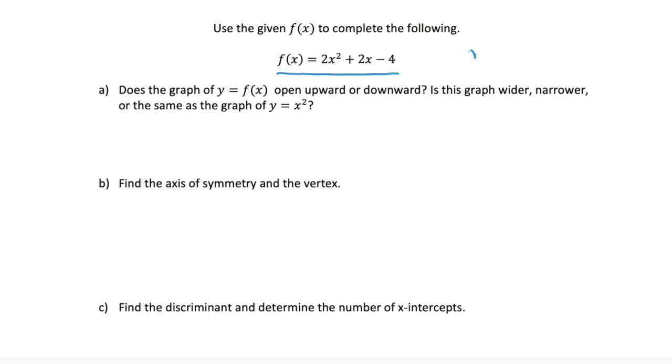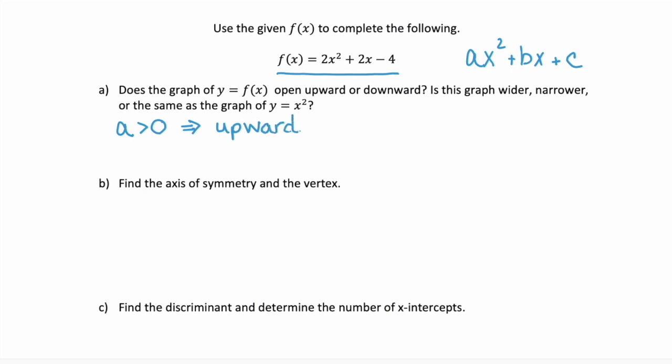Well, remember a quadratic is in the format ax squared plus bx plus c. The a value is what will tell us if it opens upward or downward. Since a here is positive, it's greater than 0, that tells us that this graph opens upward.